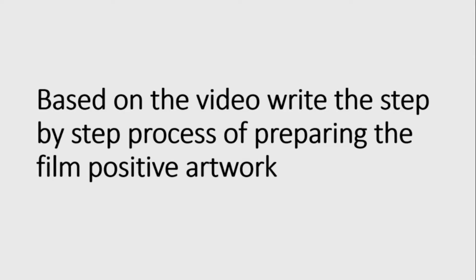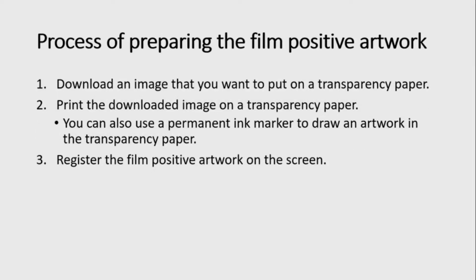Number 2. Based on the video, write the step-by-step process of preparing the film positive artwork. To prepare the film positive artwork. 1. Download an image that you want to put on a transparency paper. 2. Print the downloaded image on a transparency paper. You can also use a permanent ink marker to draw an artwork on the transparency paper. And lastly, 3. Register the film positive artwork on the screen.